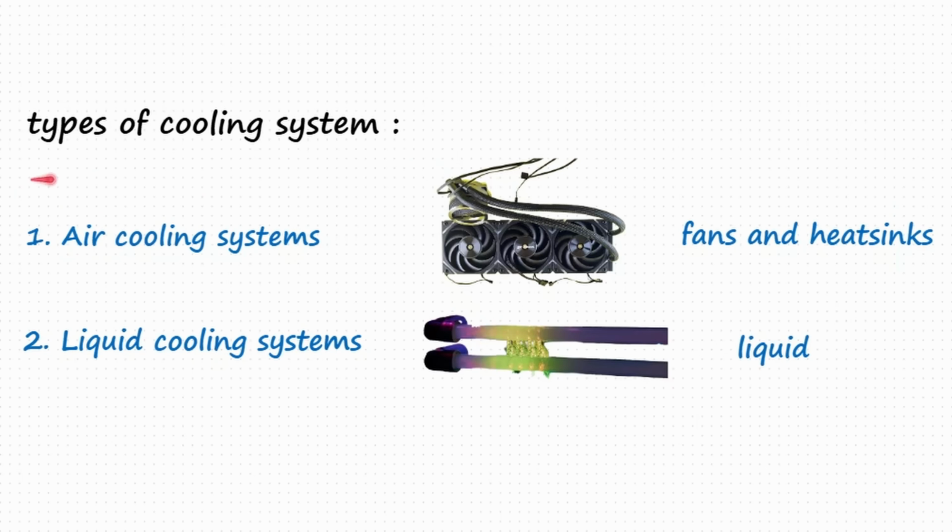Now we have two types of cooling system. Number one, we have air cooling systems, which use fans and heat sinks to remove heat. Number two, we have liquid cooling systems, which use liquid to transfer heat away from the CPU.